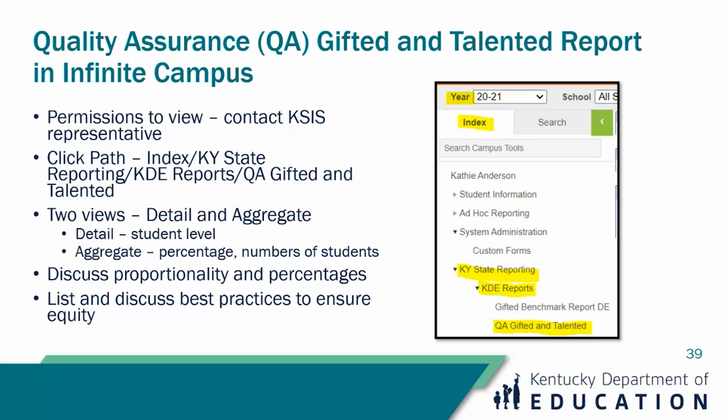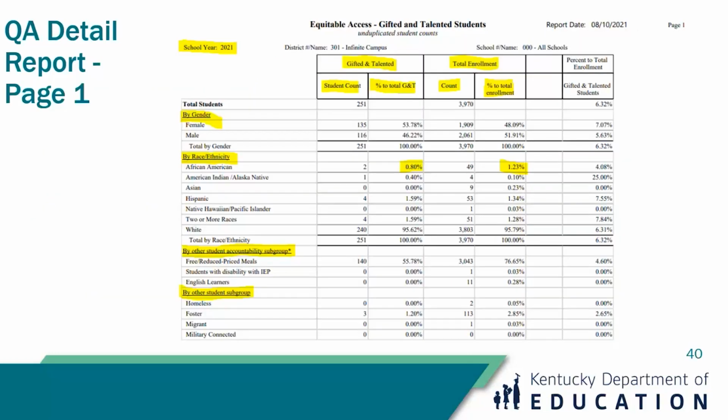So the aggregate view gives you a comparison of numbers between your GT students and your total students in your district to help you as you think about equity and access to your program. And there's 3 pages to the report. So this is the first page, and I've tried to highlight the things that maybe are important on this first page.